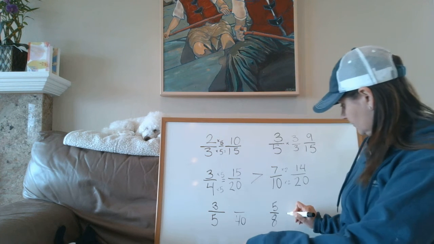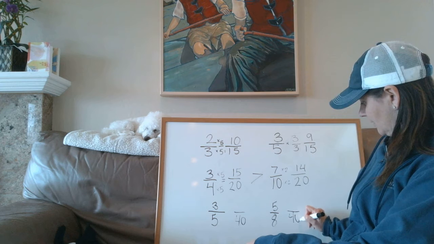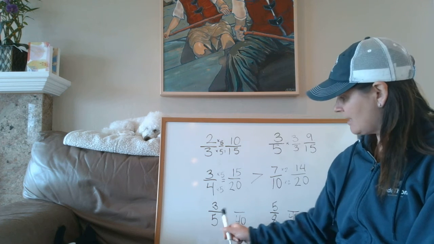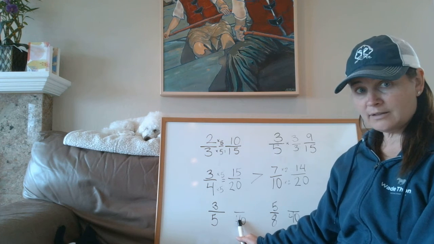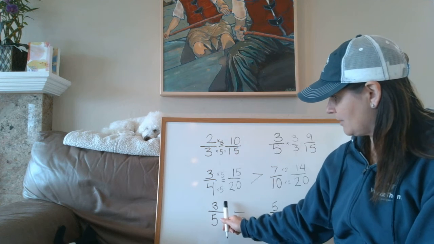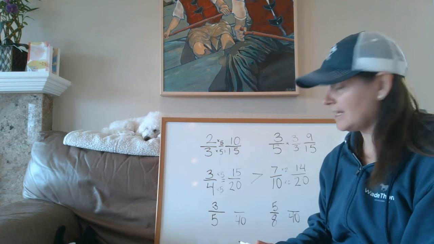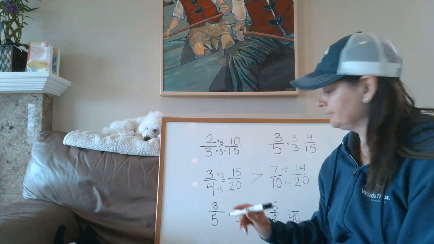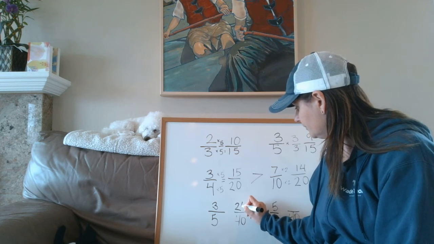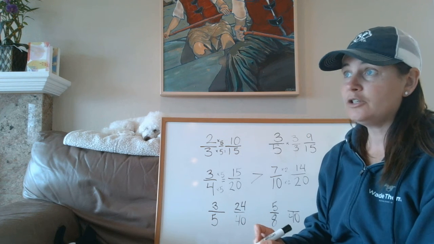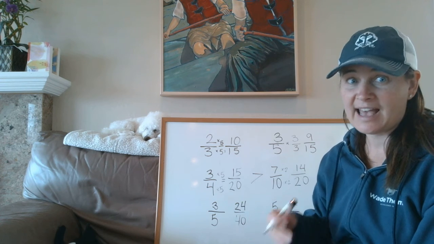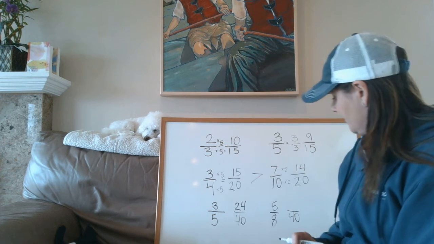40 and 40. I'm using the same strategy again. 5 times what is 40? 5 times 8. So up here we're going to go 3 times 8, 24. And I did that by saying 2 times 8 is 16, and then add another 8, and I got 24.